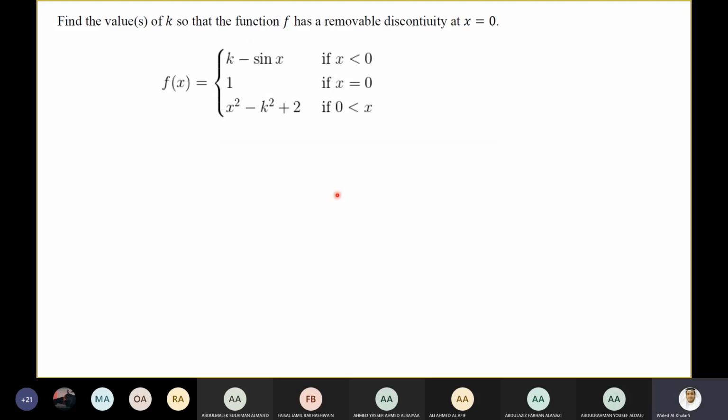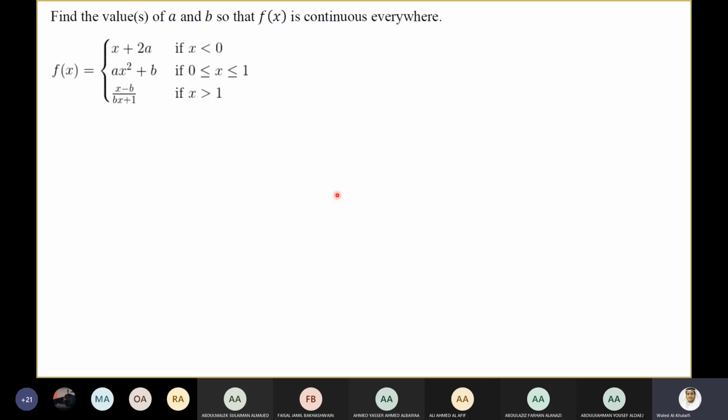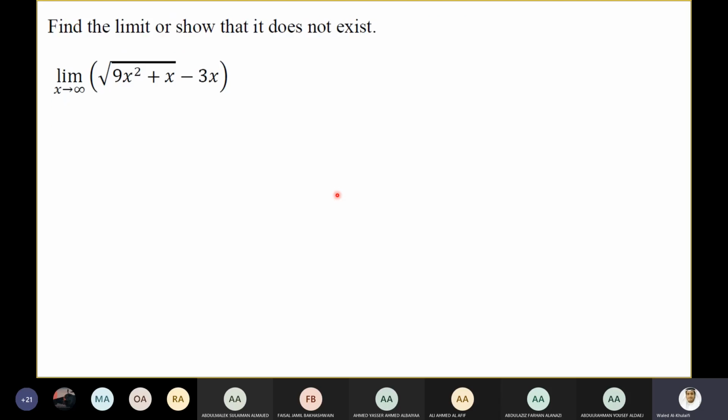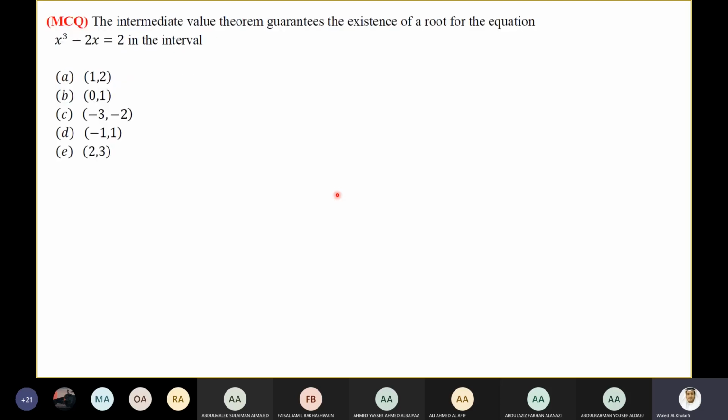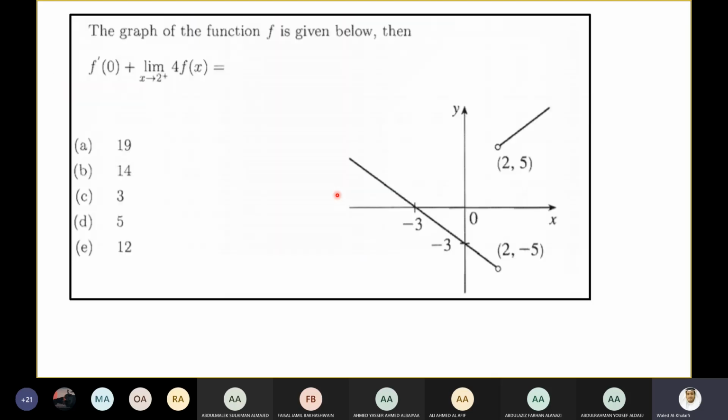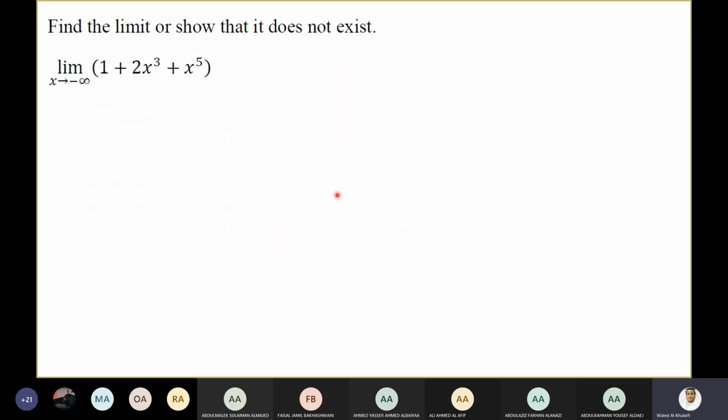Find the values of k so that the function has a removable discontinuity. I leave this for you. Find the values where the function is continuous everywhere. I think the trick is clear. It's famous to students how to do that. And about the intermediate value theorem and so on, I leave this question for you because the time is not allowed.